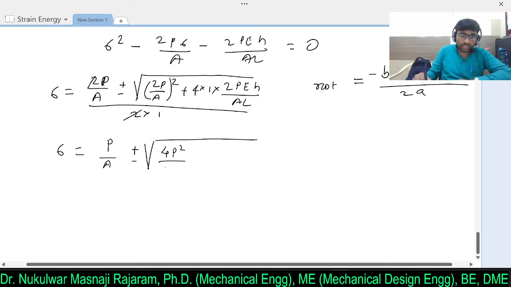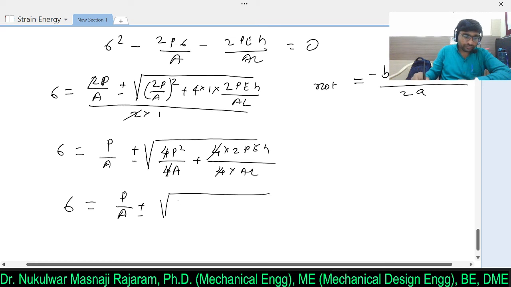If you take in under root, then I must write 4A plus 4 into 2PH divided by, so these 2 I'm taking in under root, so I must write 4 into A into L. So these 4s will get cancelled, so I will get sigma equal to P by A plus or minus under root of P by A square plus 2PEH divided by AL. Here if you observe, there is a P by A.